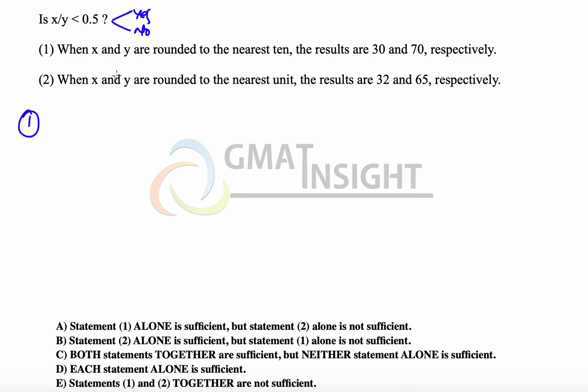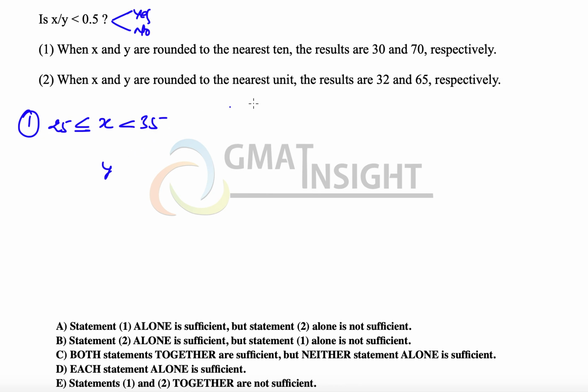The first statement says that when x and y are rounded to the nearest 10, the results are 30 and 70 respectively. So when they are rounded to the nearest 10, that simply means that the values of x and y can be within these ranges. That means if we look at x, then we understand that x can be anything greater than or equal to 25, but it can be anything less than 35, and that's not inclusive.